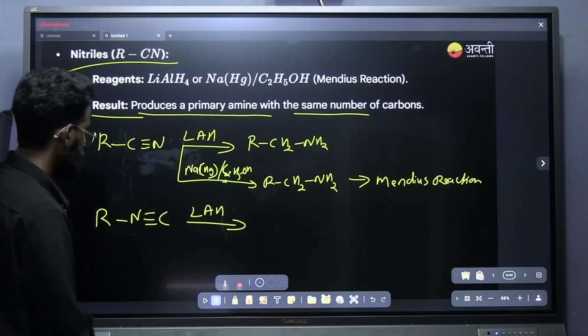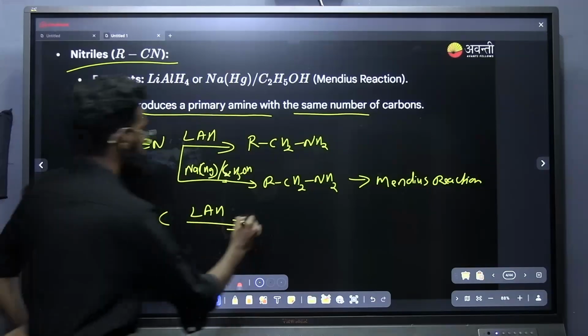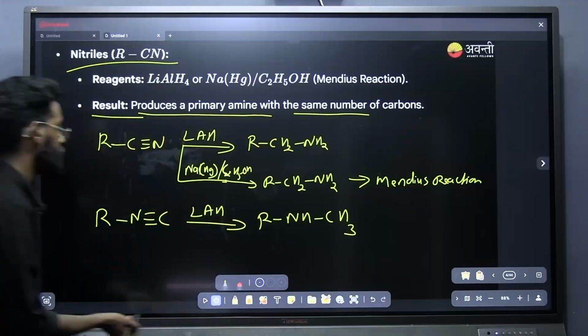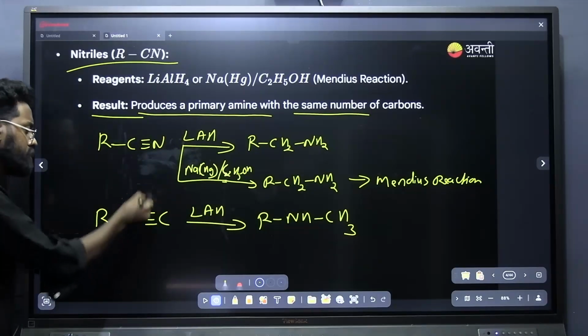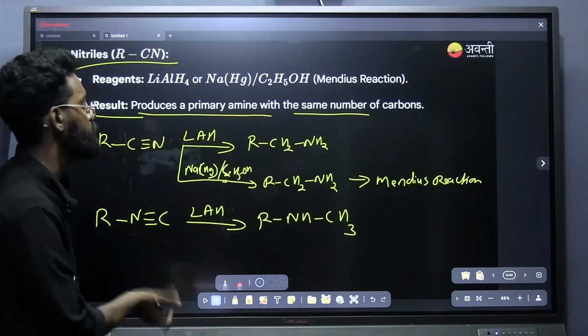Anybody? What can we say by looking at it? Yes, very good, Kiran. Secondary amine we will be getting, that is RNHCH. What you have to do is just break this triple bond and fill the valency of nitrogen and carbon with hydrogen. That's the only thing you should do here.